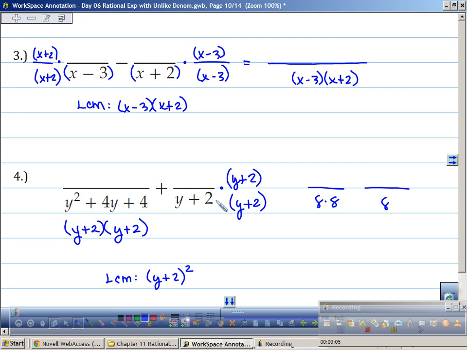So that's why I wanted to see it. Like, I knew it was in the beginning. Oh, yeah, that's why I wanted to say it again. Make sense now? Okay. All right. So that would give us a common denominator of y plus 2 squared.